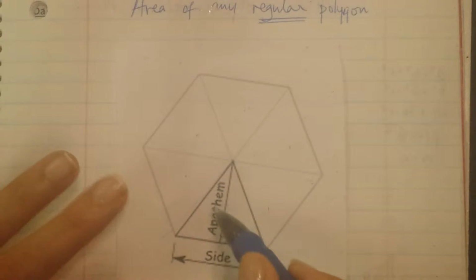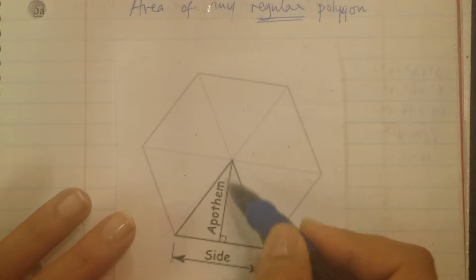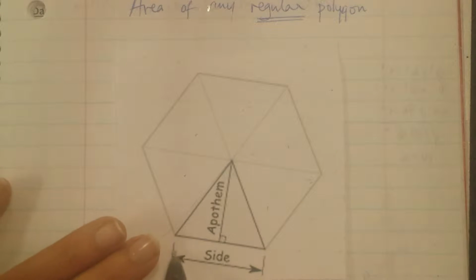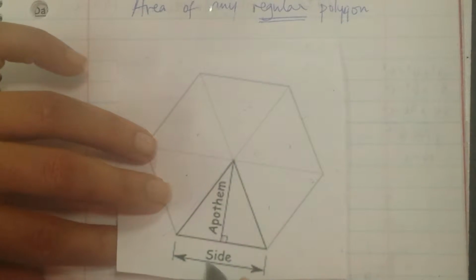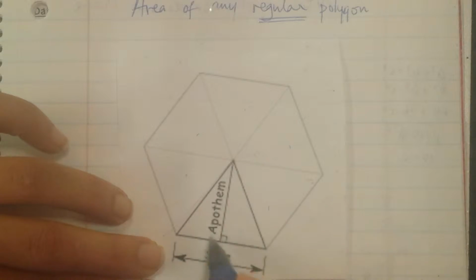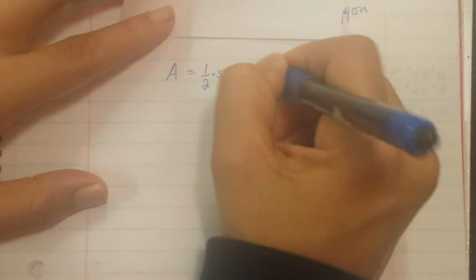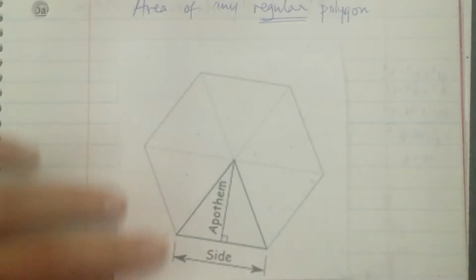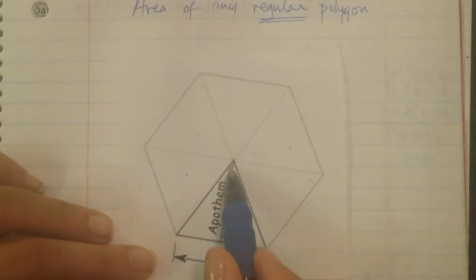So think about it. To get the area of this triangle, it's a half times the base, and you can see that the base right now is the side. So the area of the triangle is a half times the base, which is the side, so can we just say S, a half of the side times the height, and the height is called the apothem. That will give me the area of this one triangle.